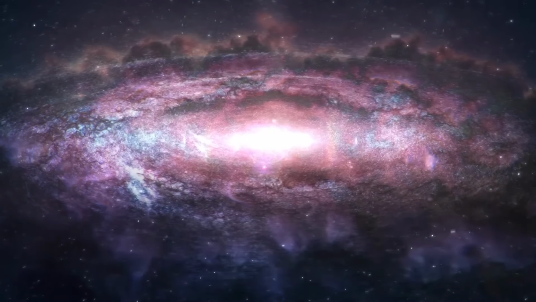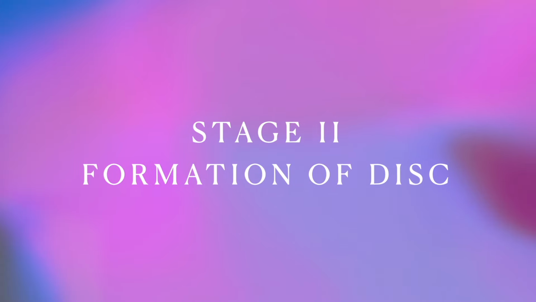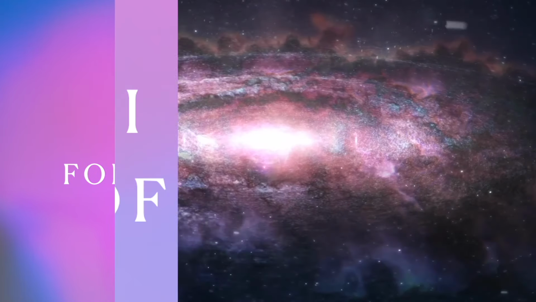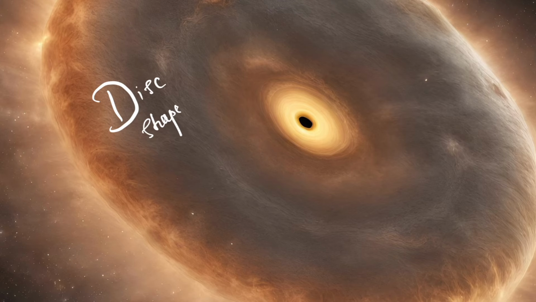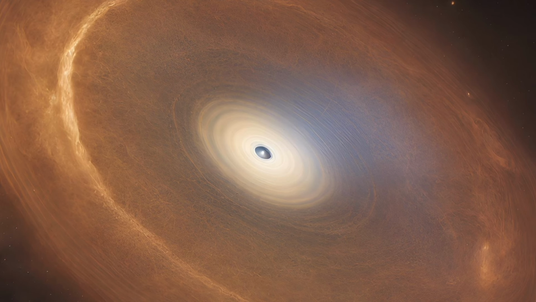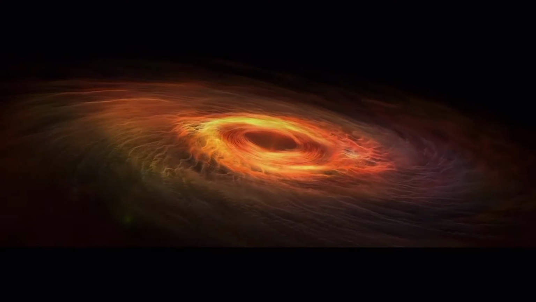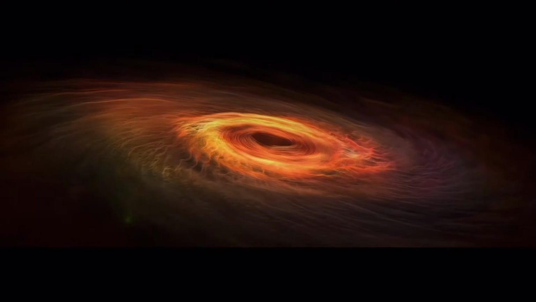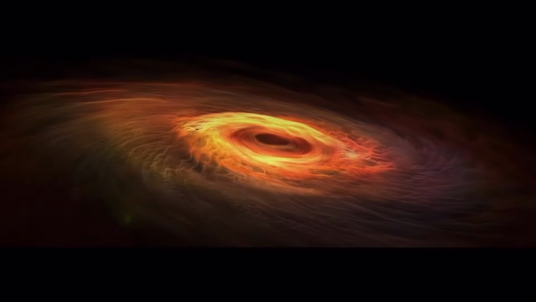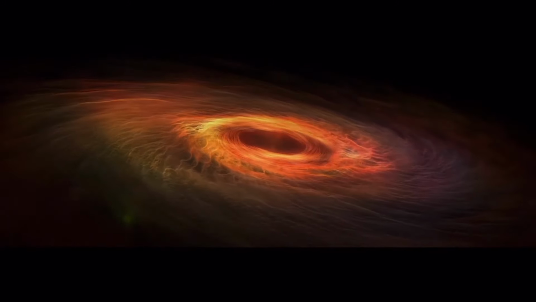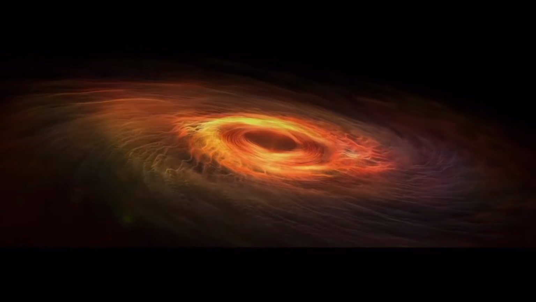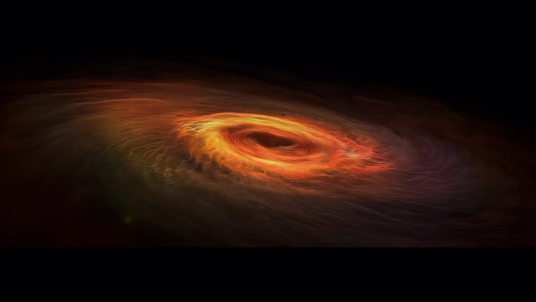In the second stage, this matter which was revolving around the Sun compressed and condensed into a disc shape. So the matter which was revolving around the Sun became a disc-shaped structure, and it started revolving at a very high speed around the newly formed Sun. Now, as I told you in the beginning of the video, the nebular hypothesis is a theory which explains not only the formation of stars but also the planets.